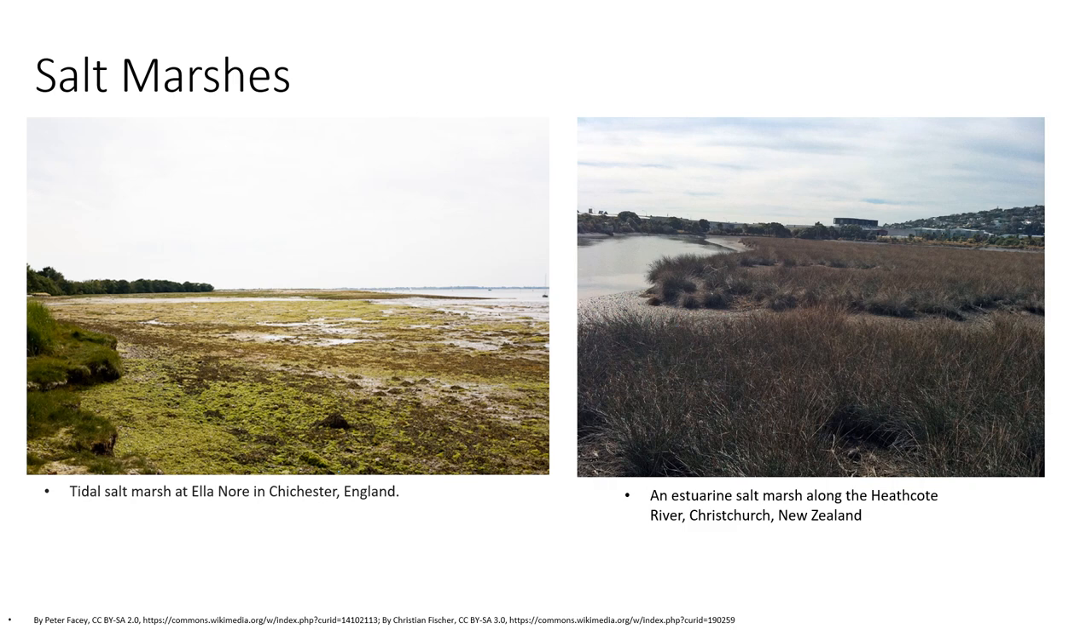The rise in the global temperature and the sea level has affected them adversely, as disappearing marshlands fail to protect the coastlines, and the coastal soils erode during frequently occurring cyclones and storms. Here in this picture, we can see two different forms of marshlands. One is a tidal salt marsh at Elmore in Chichester, England, and another is an estuarine salt marsh along the Heathcote River, Christchurch, New Zealand.